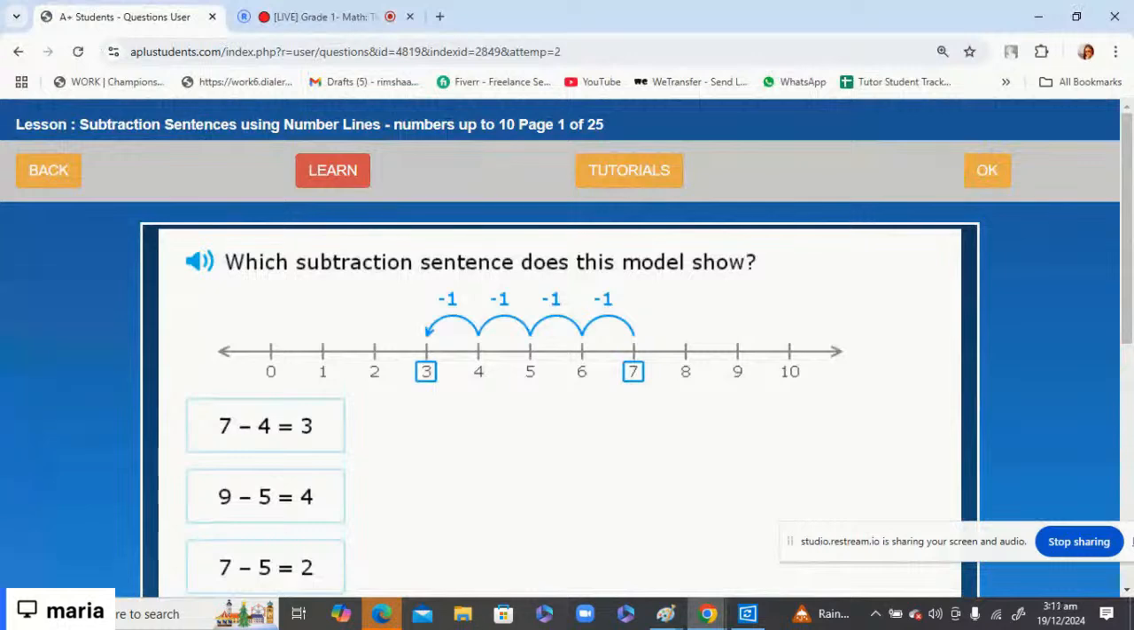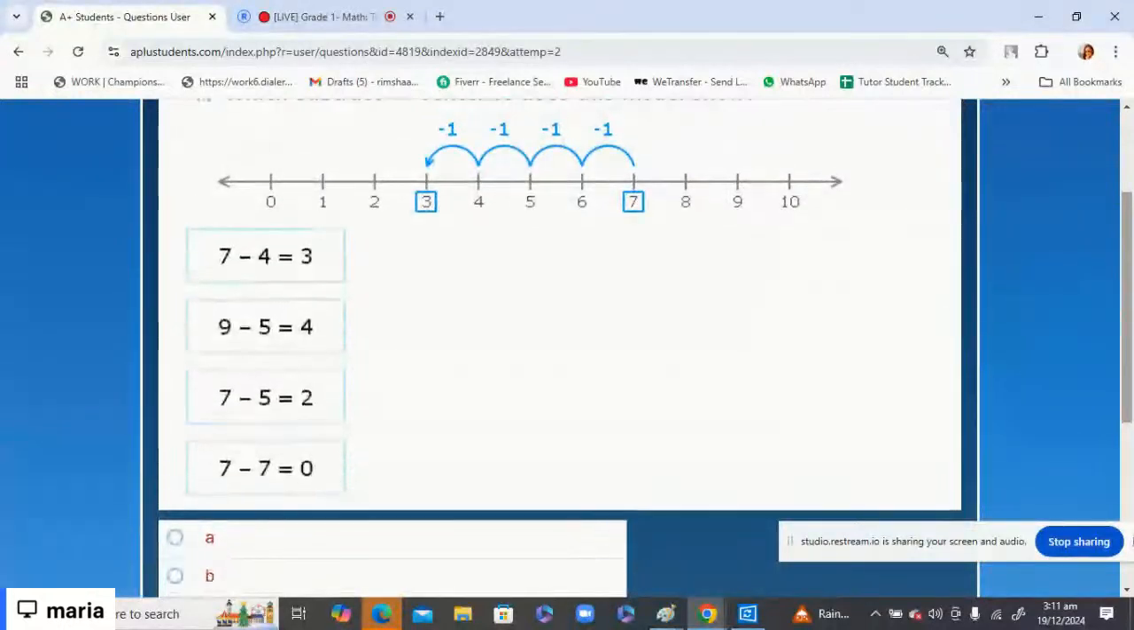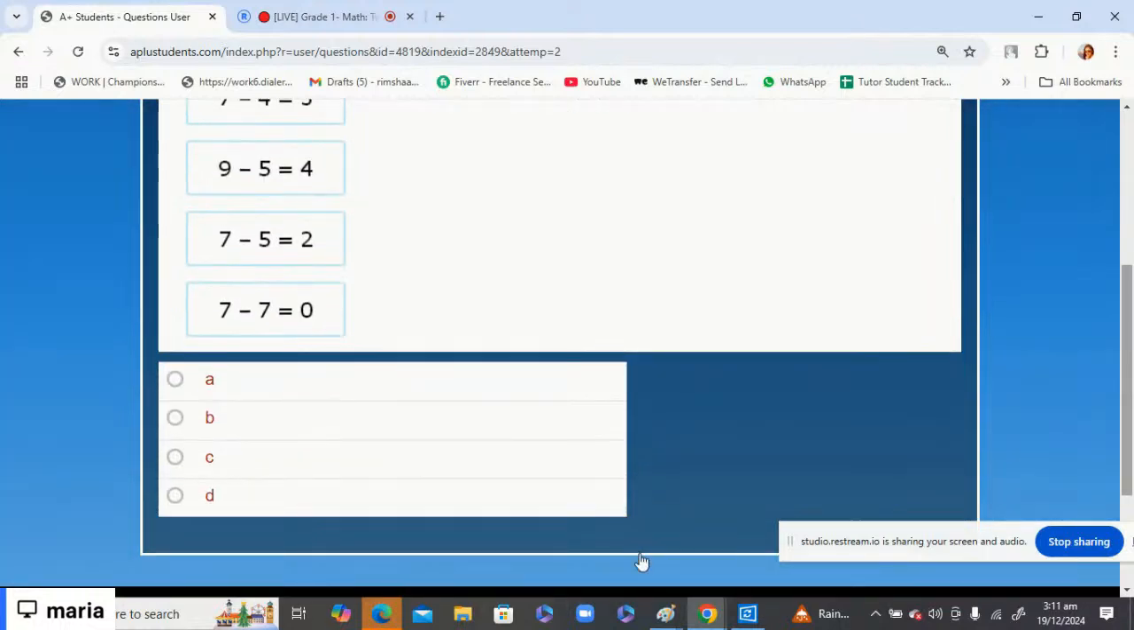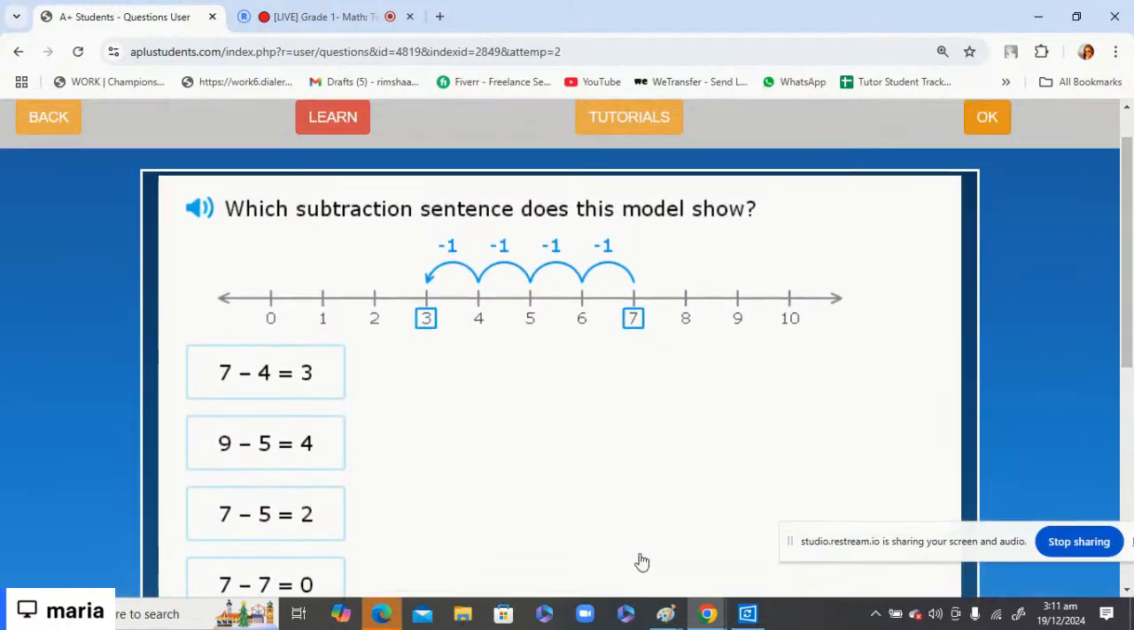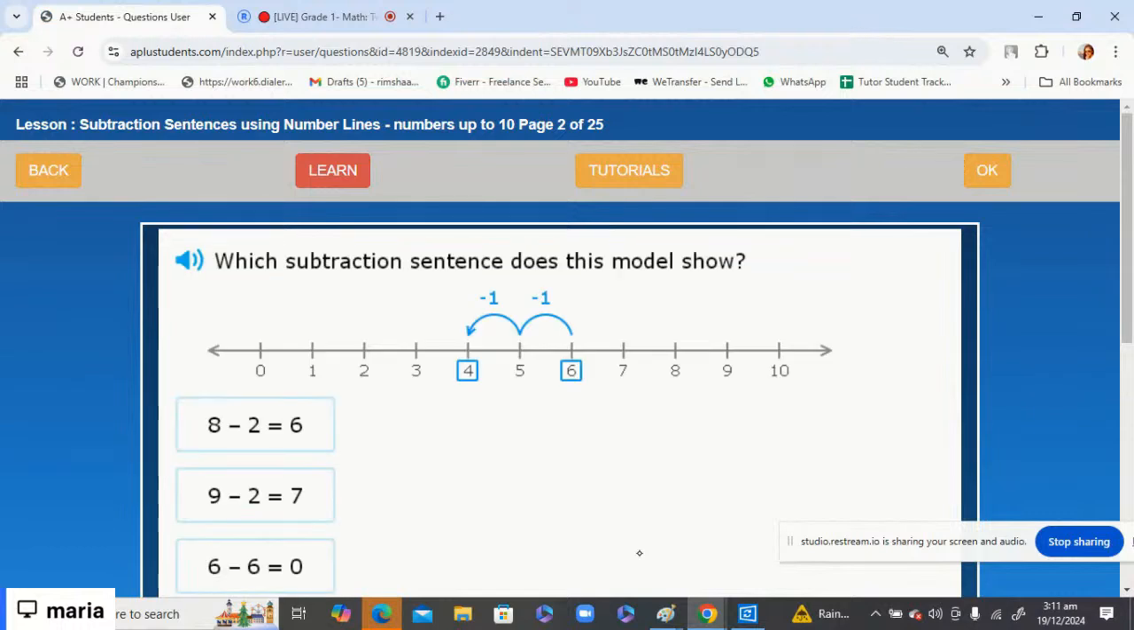Which subtraction sentence does this model show? Look at here. The starting point is on 7 and the ending point is on 3. So this is 7 minus 3, or you can say that 7 minus 4 is answer 3. Okay, that is option A. Alright, this is the right answer.